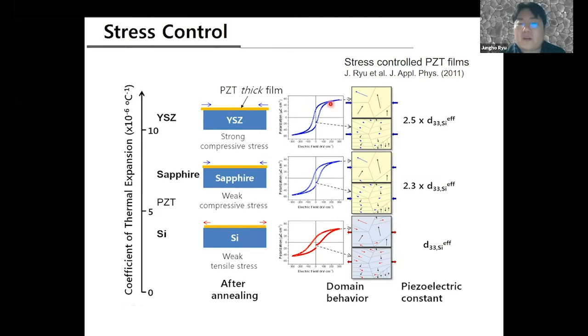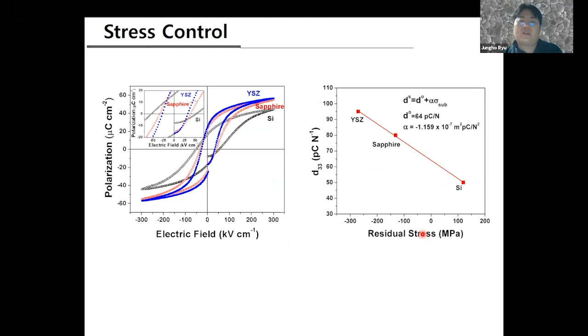So we can have relatively good ferroelectric behavior, like high polarization values. And also the D value is 2.5 times larger than normal silicon vapor-based thick films. And sapphire is in between these two. So by simply changing the substrate, we can control the residual stress, and then we can get higher piezoelectricity from the films. This is one example, where the polarization values and the D values change with the residual stress.